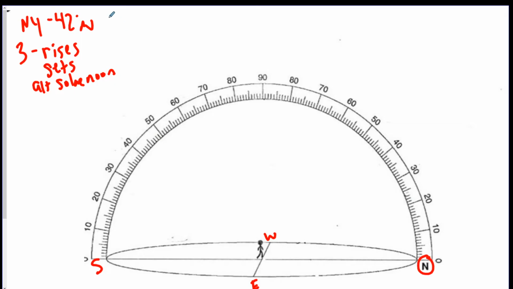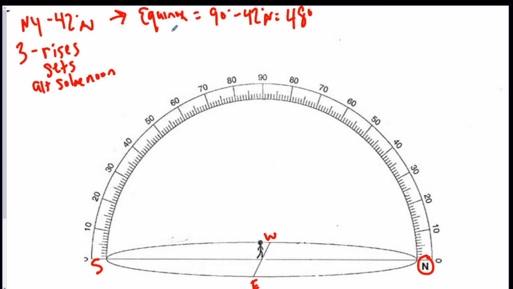So for 42 degrees north, to find the altitude of the sun on the equinox, which is March and September, you're going to do 90 degrees minus 42 degrees north, which is the location. That's going to give you 48 degrees altitude. So that means at solar noon on the equinox, the sun gets to 48 degrees.